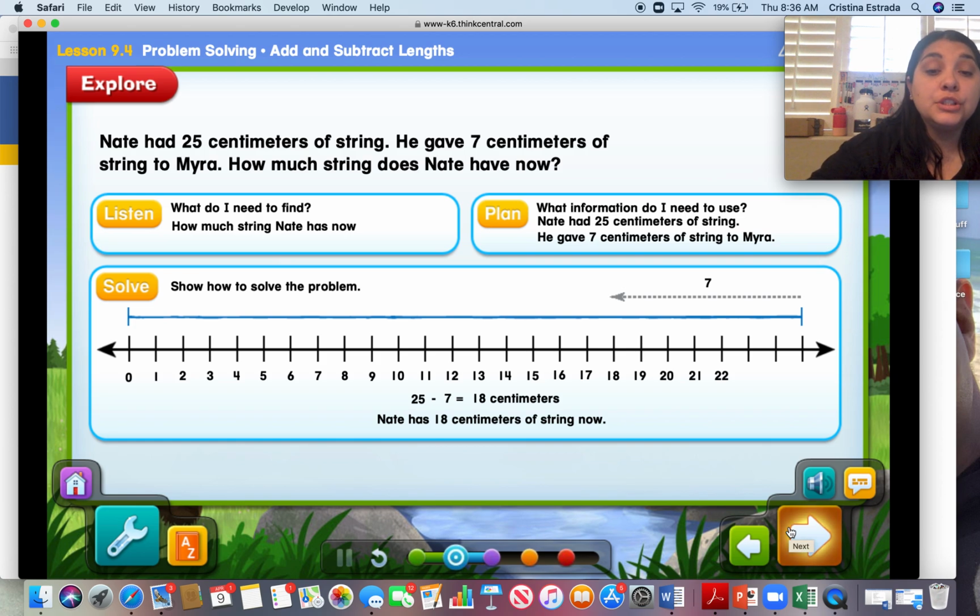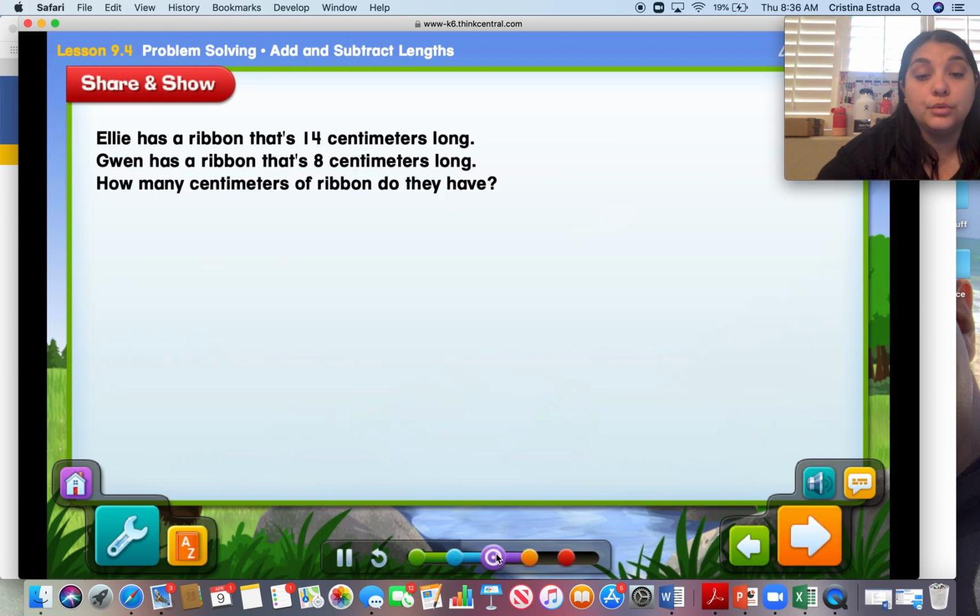Now the next section is going to be taking us to the purple dot. Here at the purple dot, it's going to help do guided practice. So it's going to help us solve the problem so that in the orange circle we're able to complete those problems on our own. So let's go.